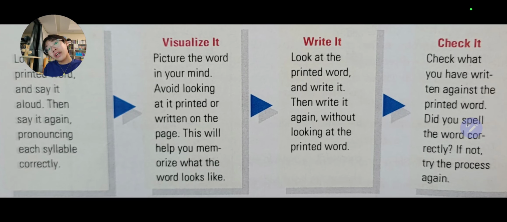Then you have to visualize it. Picture the word in your mind. In my case, I would imagine a lot of leaves piled up together after I rake them. Avoid looking at it printed or written on the page. This will help you memorize what the word actually looks like. Then write it. Look at the printed word and then write it. Then write it again without looking at the printed word.